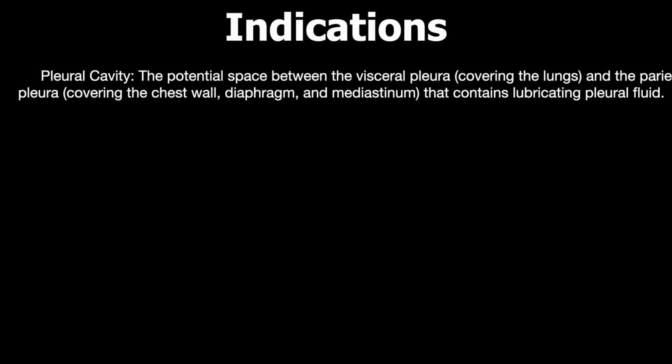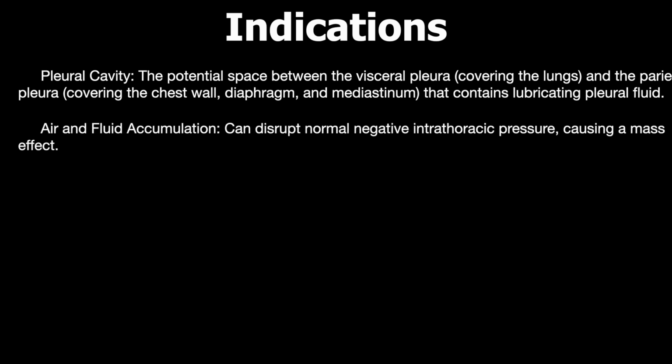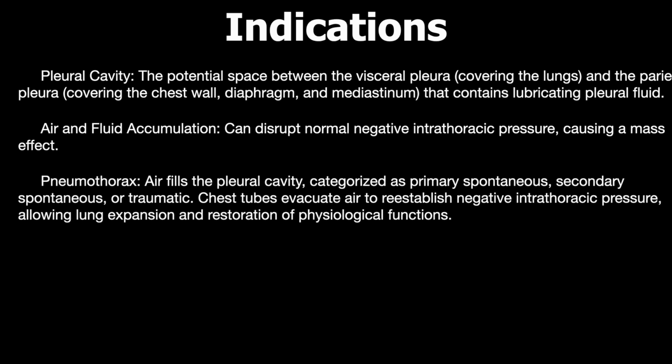So, what are the indications? When there is a potential space between the visceral pleura and the parietal pleura, that is, the pleural cavity is filled with some kind of fluid, we usually introduce the chest drain. It is usually air or any liquid accumulation, which can disrupt the negative intrathoracic pressure, causing a mass effect on the lungs, thereby increasing the overall chest wall workload or decreasing the compliance of the chest wall.